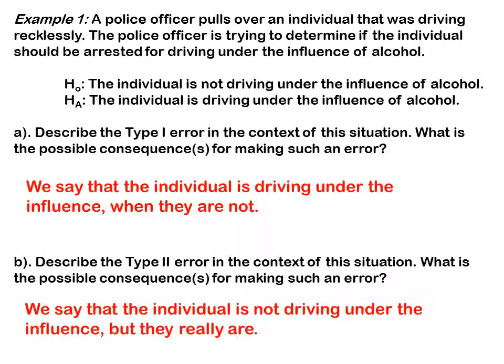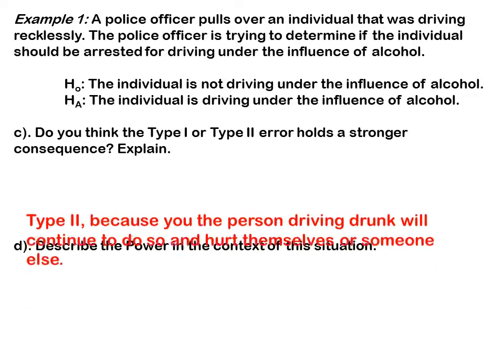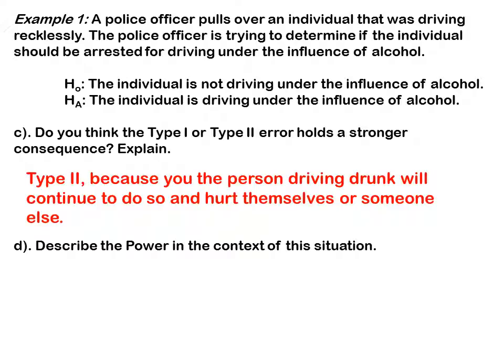Type 2 is that the second hypothesis is true, but we fail to reject. So we say that the individual is not driving under the influence, but they really are. Do you think a type 1 or type 2 error holds a stronger consequence? Well, in this case, a type 2 error, because the person driving drunk will continue to do so and could hurt themselves or hurt someone else.